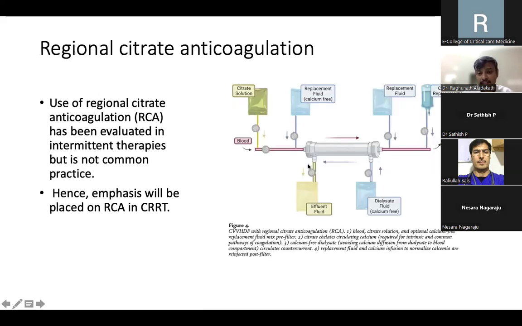Regional anticoagulation, as I mentioned, uses citrate. Regional citrate anticoagulation for the intermittent therapies is not common practice. So when you use citrate, what happens? It uses calcium for its action. So calcium is used here, the outflow will have more calcium and less fluid, and you have to give a calcium replacement fluid. You should know this when you are using regional citrate.